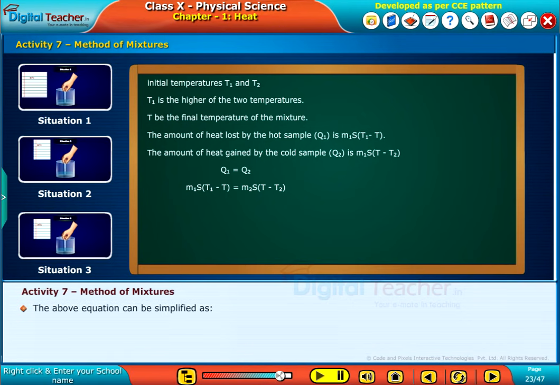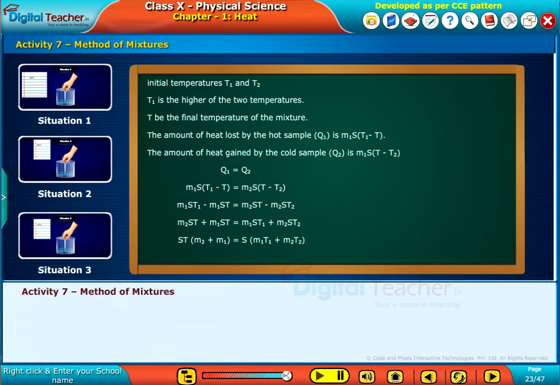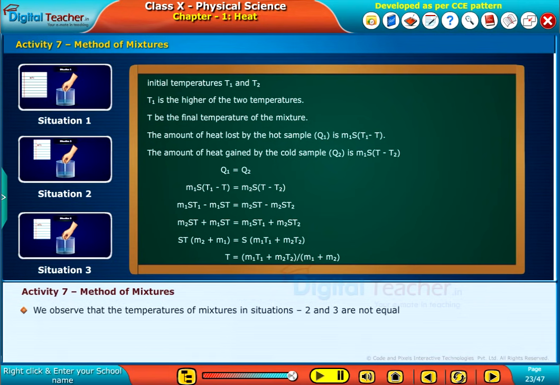The above equation can be simplified as M1ST1 minus M1ST is equal to M2ST minus M2ST2. M2ST plus M1ST is equal to M1ST1 plus M2ST2. ST into (M2 plus M1) is equal to S into (M1T1 plus M2T2). T is equal to (M1T1 plus M2T2) by (M1 plus M2). We observe that the temperatures of mixtures in situations 2 and 3 are not equal. Let us learn about the reasons for this.